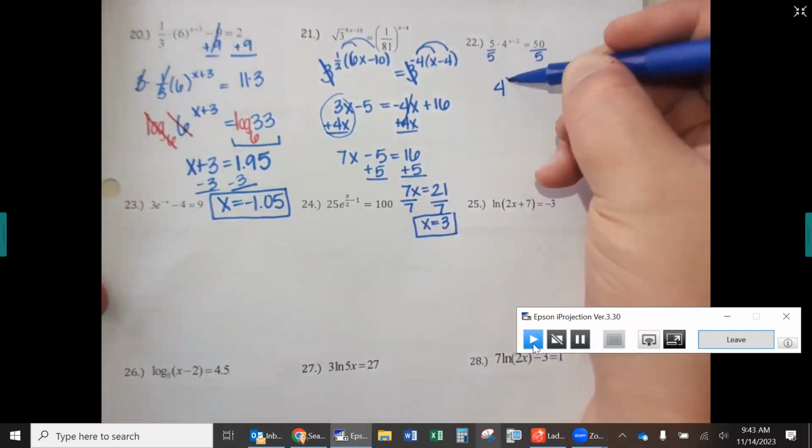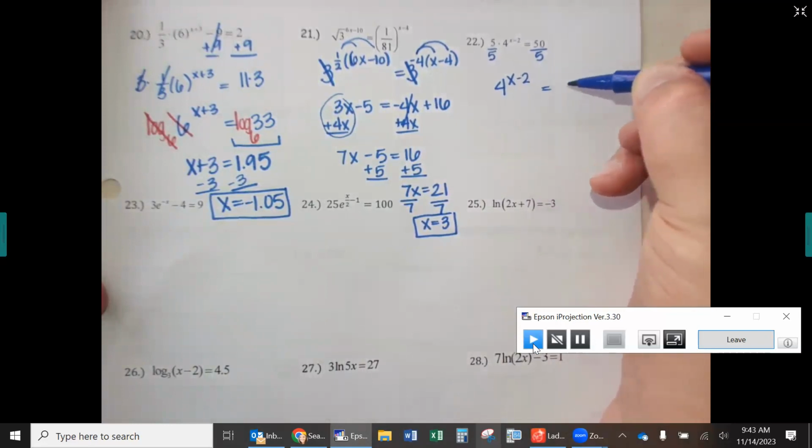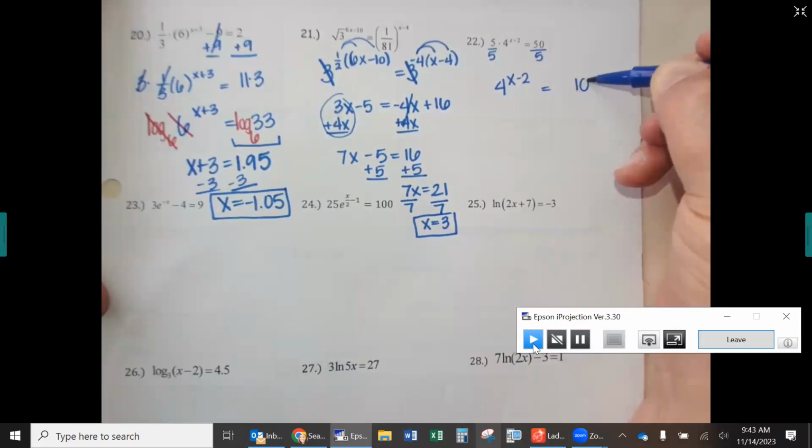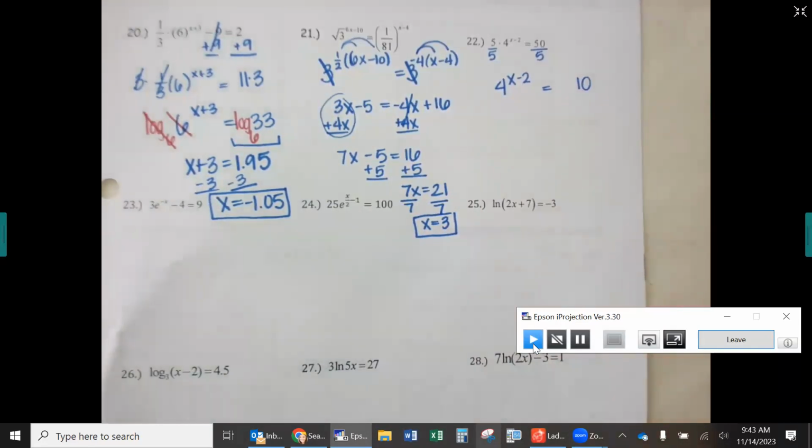So I have 4 to the x minus 2. 50 divided by 5 gives me what? 10. And then I would say, okay, let me go to my fourth chart and let me look for 10. Okay, this time you'll notice it's not there. So how do I get rid of a big 4 as a base? What do I do?